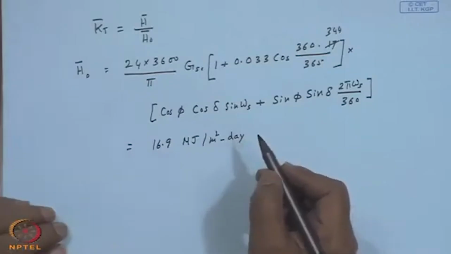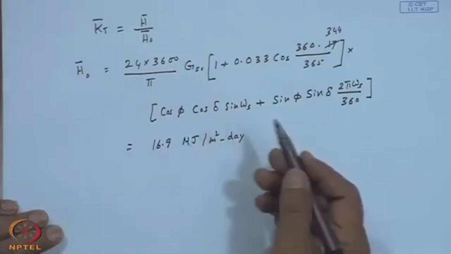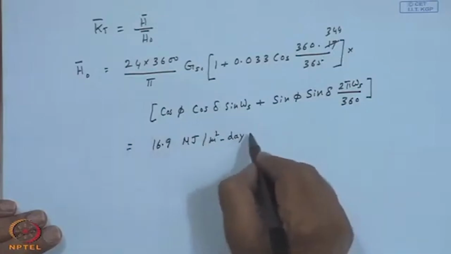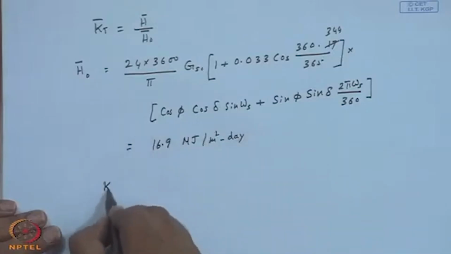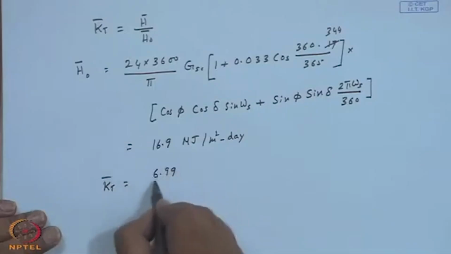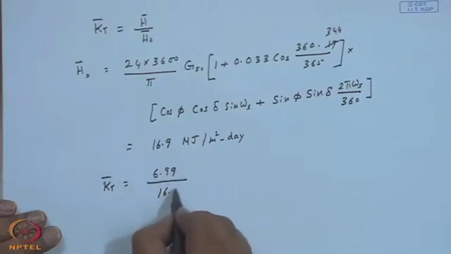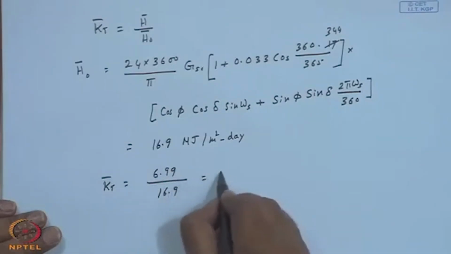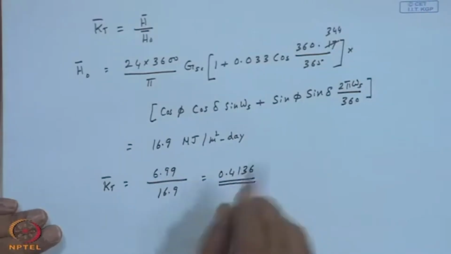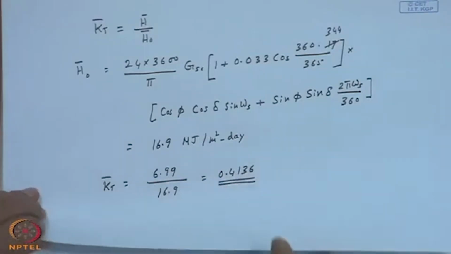Or you can look up at the charts in a textbook with a latitude of 35 degrees approximately, it will turn out to be correct. And your k t bar is 6.99 by 16.9, which will be 0.4136. As expected, this is a low value. Okay.